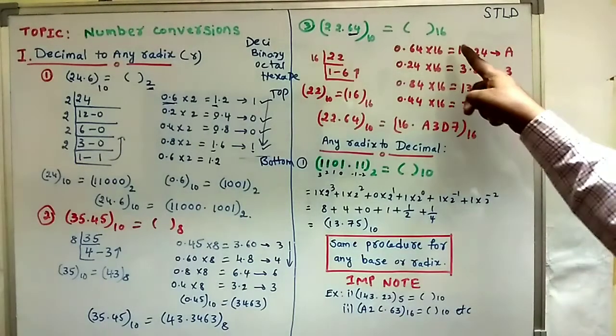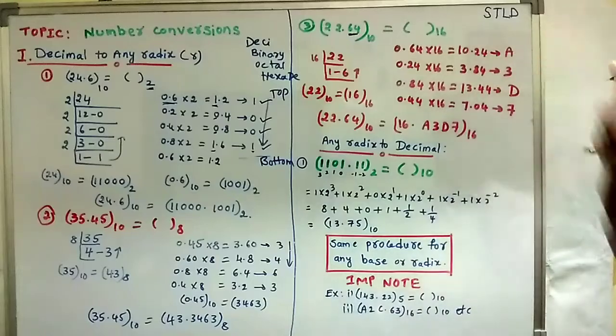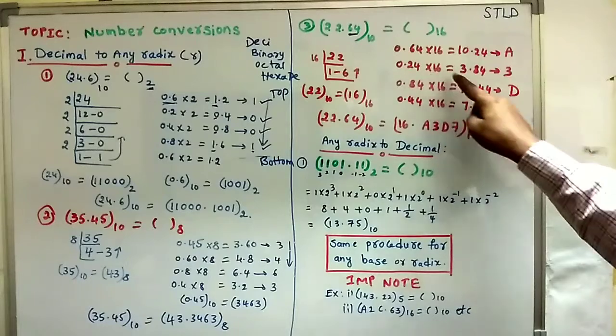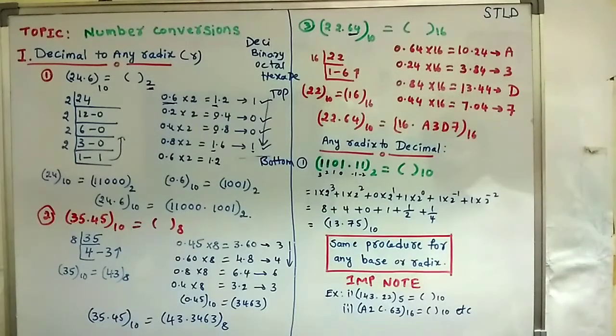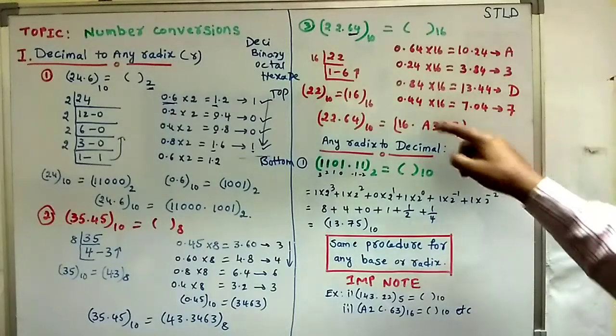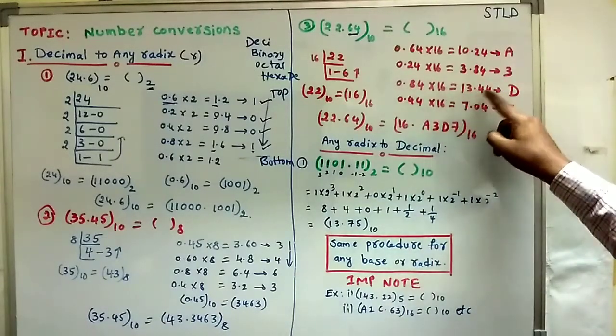10 is an integer; I am going to write 10 as A. In hexadecimal, 10 is A, 11 is B, and so on, 15 is F. We are taking it like that, that's why I am writing 10 as A. Again 0.24 into 16, 3.84. 3 I am taking as the integer part. 0.84 into 16, 13.44.